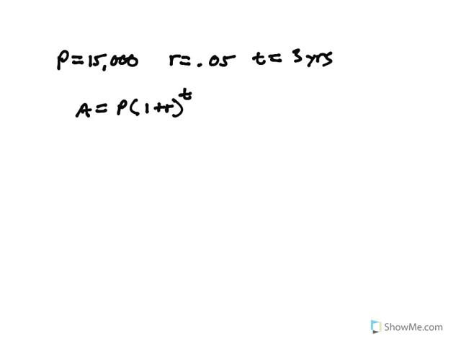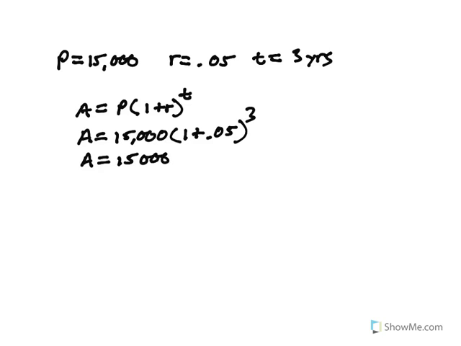Okay, so A is the future amount, P is the principal, R is the rate, T is the time, which will be the case in all these formulas. All right, let's plug in our values. Principal is 15,000. The rate is 0.05. We're going to raise that to the third power. So 1 plus 0.05 is just going to be 1.05, raised to the third power.